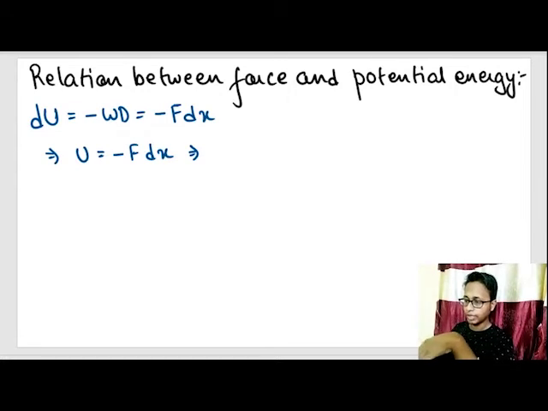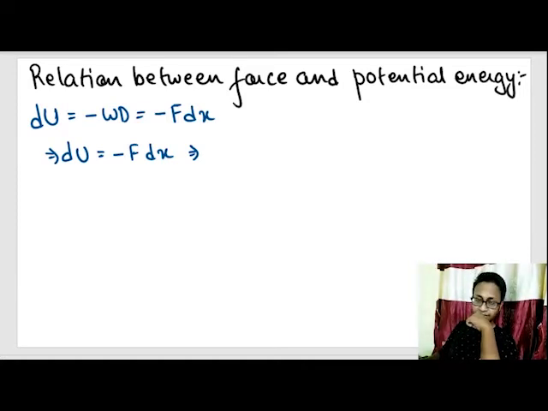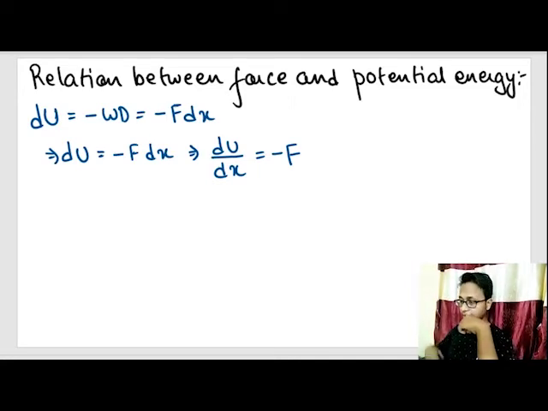So dU, a change in potential energy, is equal to minus F dx. If we take the dx to the left hand side, dU by dx is equal to minus F. So when we differentiate potential energy with respect to x, we get the value of our conservative force. Sir, why only conservative? Because the function of potential energy exists only for conservative force.